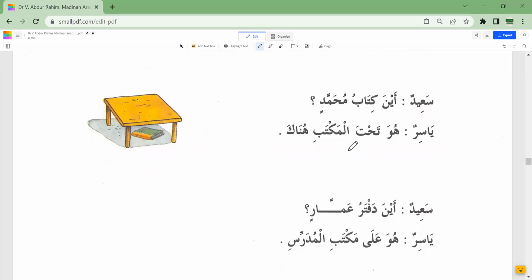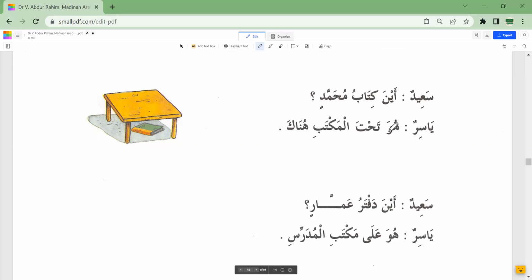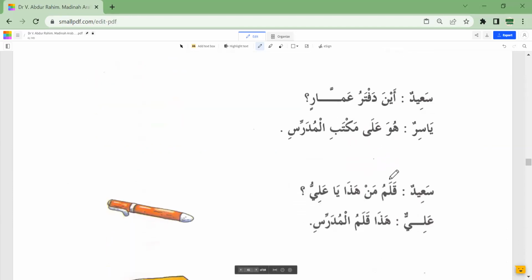تحت المكتبة, مضاف إليه. Yes. And who, هو تحت المكتبة. Right. So what is huwa talking about? What is this huwa about? كتاب. Kitab, right? الكتاب. Kitabu Muhammad. Not about Muhammad, it's kitab. Kitab of Muhammad. Right. Next.